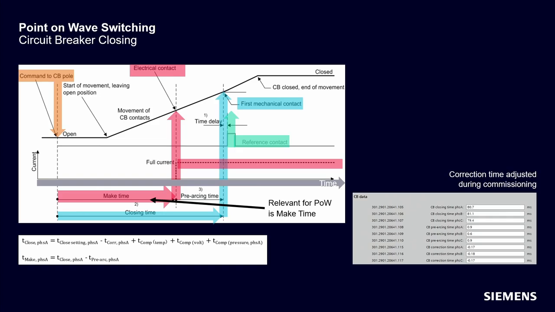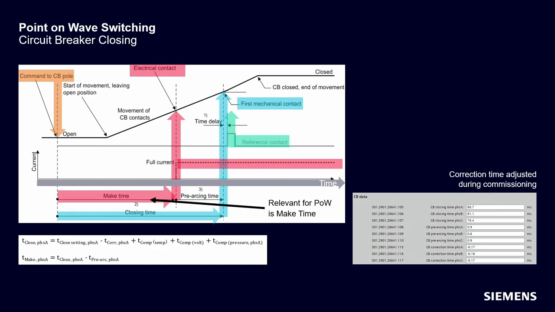The compensation times are normally available from circuit breaker data. Correction times are adjusted during the commissioning on site. Correction times are entered at the parameter number 115, 116, and 117 on the bottom right side. The most important time for point-on-wave closing is make time.